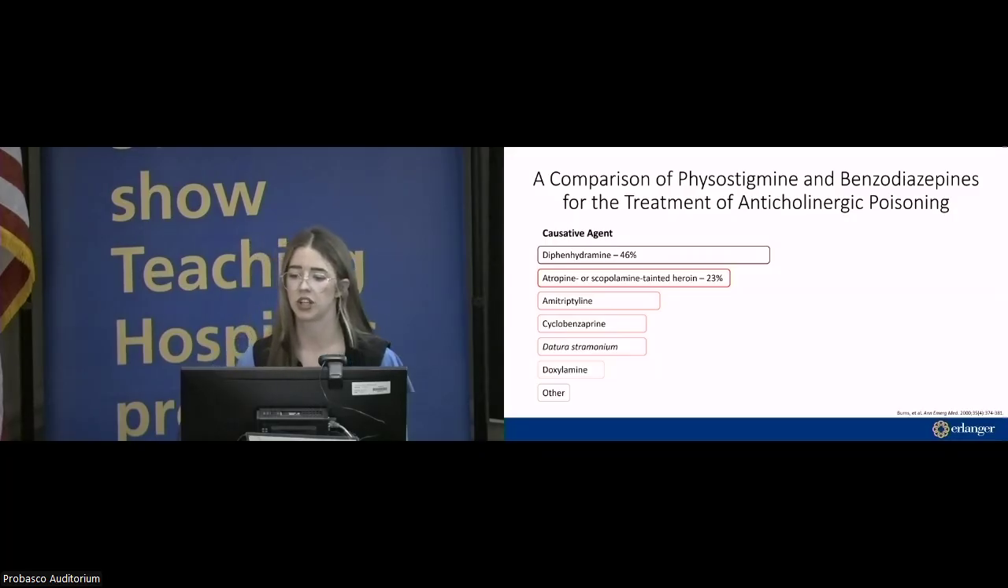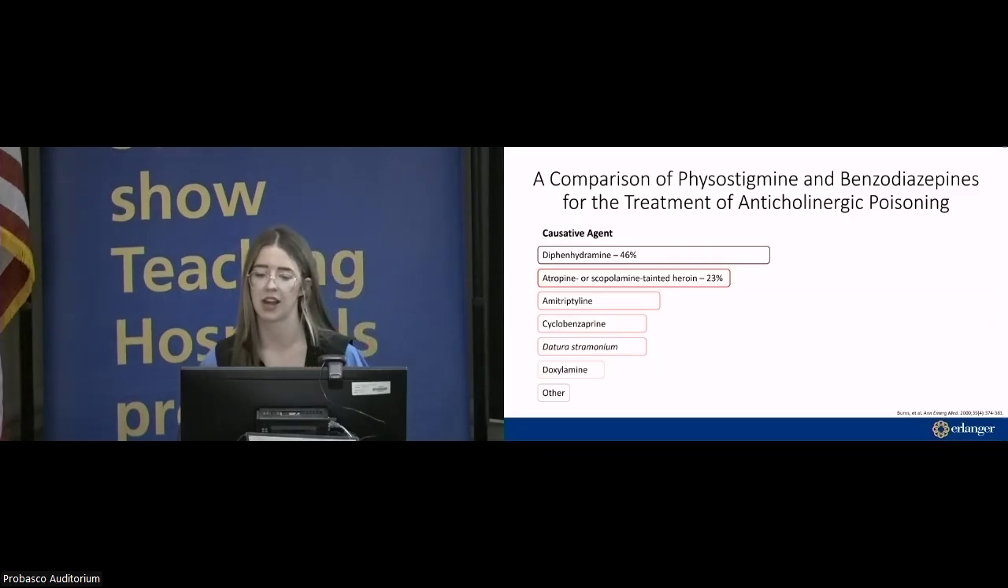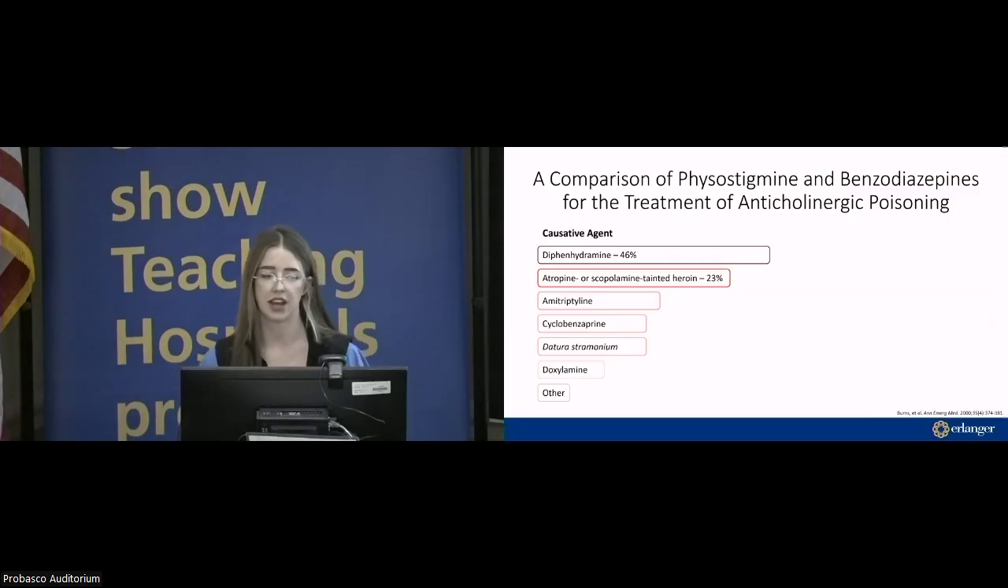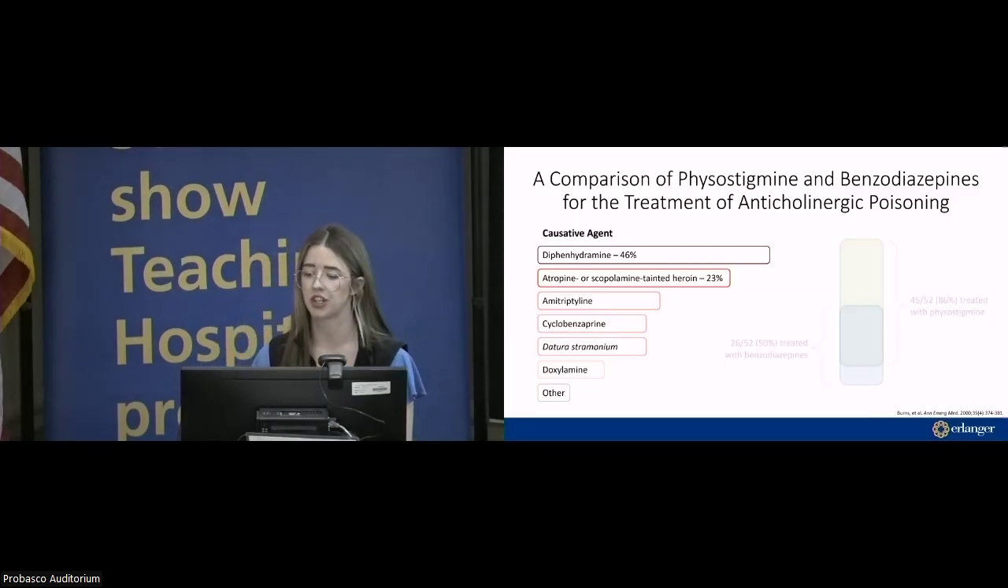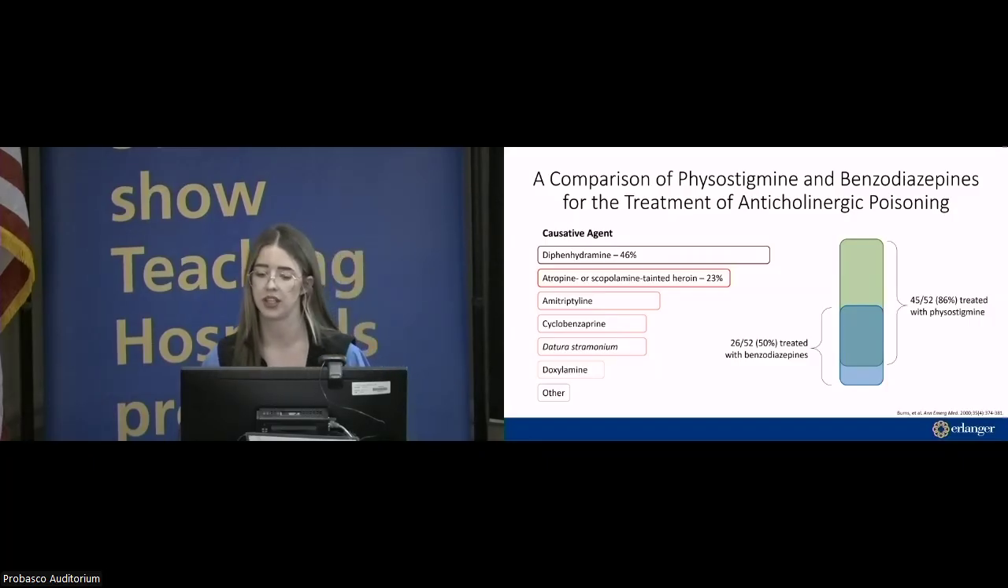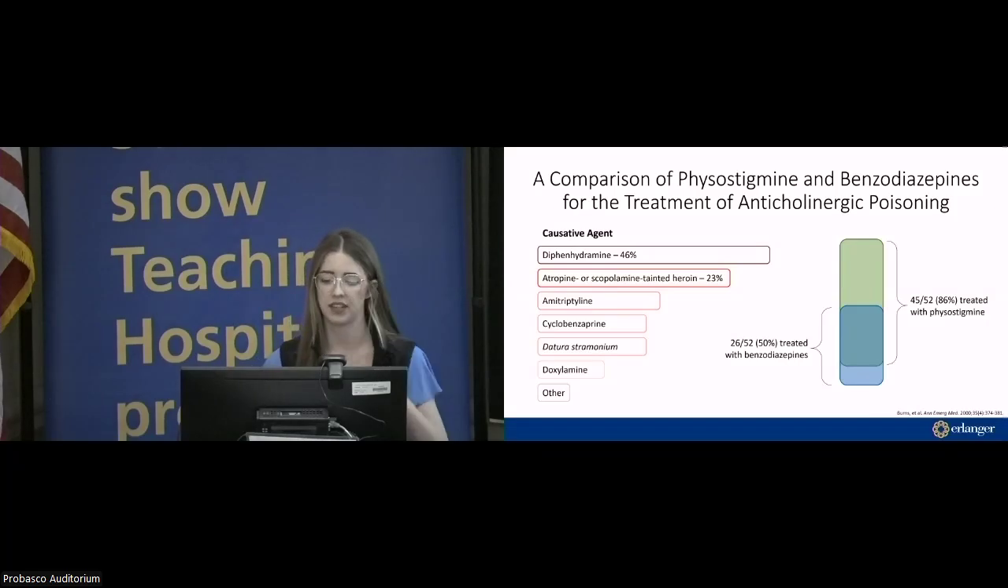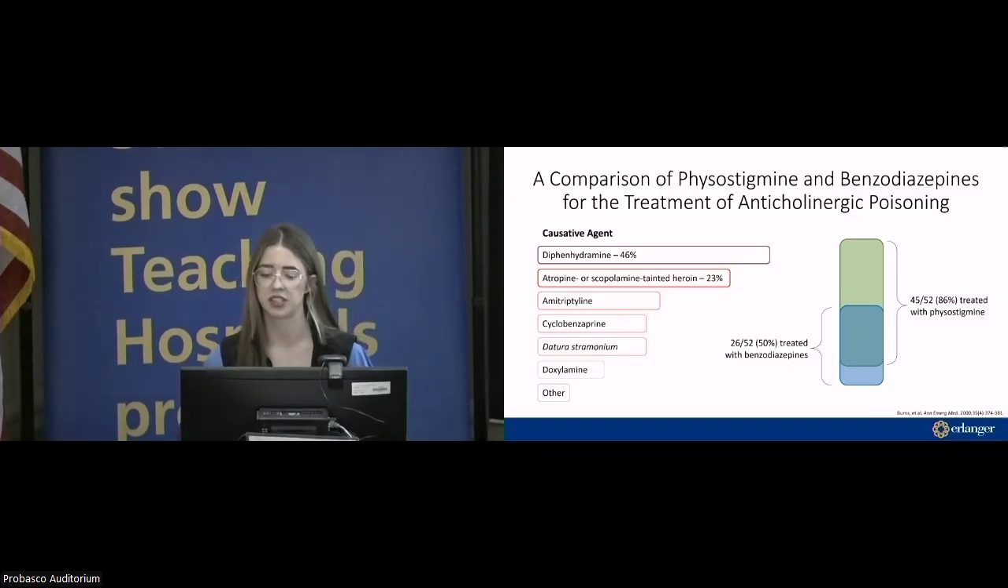Most anticholinergic overdoses in this cohort were due to diphenhydramine, which accounted for nearly half the cases. So the other agents that were commonly seen were listed here as well. When looking at the breakdown in treatment groups, about 86% received physostigmine at some point during their encounter, and then half of those also received benzodiazepines. So this overlap kind of represents real-world management because benzodiazepines are often used first line.